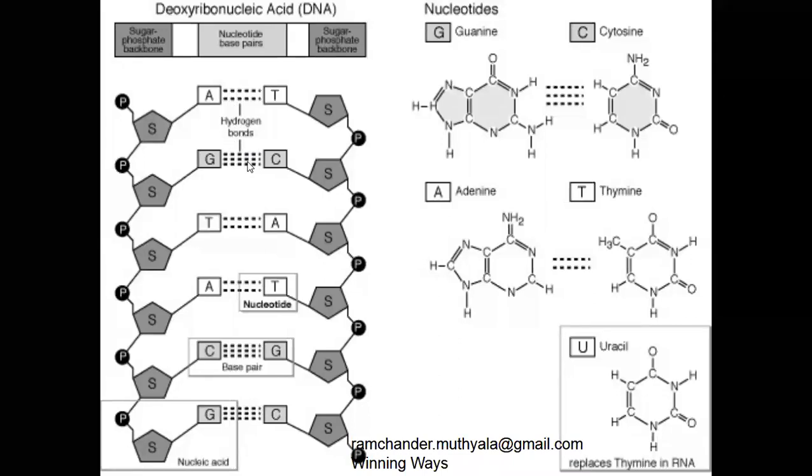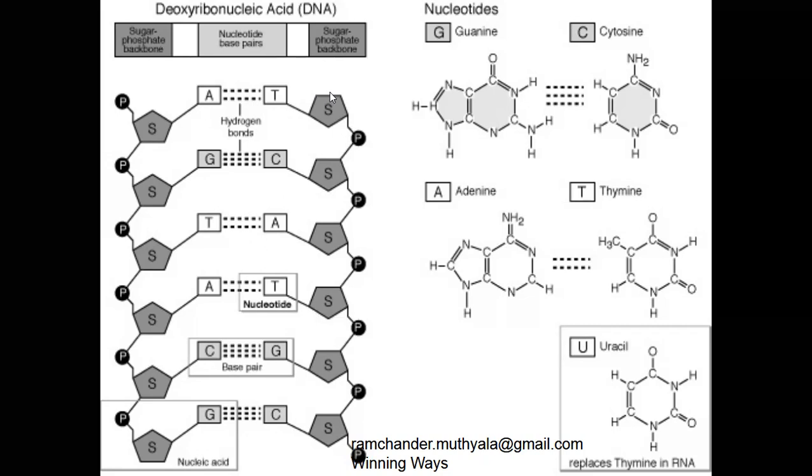The hydrogen bonds are of two types: double hydrogen bonds and triple hydrogen bonds. Always adenine binds with thymine with two hydrogen bonds, and guanine always binds with cytosine with three hydrogen bonds. It is in the DNA formation. If you take RNA, the thymine is replaced with uracil.